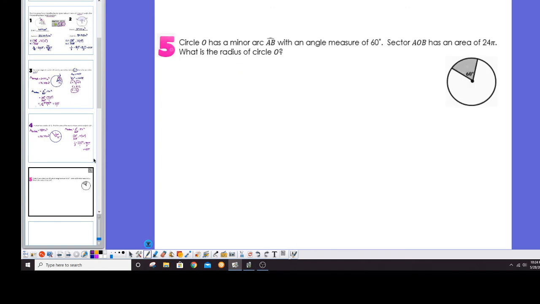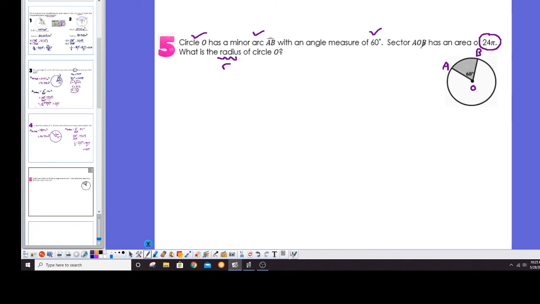We're almost there. All right, circle O. This is circle O. I'm going to call it circle O, name it by its center. Has a minor arc. Ooh, remember minor arc, AB. So I'm just filling in this information. Circle O has a minor arc AB with an angle measure of 60. That's already shown on the circle. Sector AOB, this portion that's shaded, has an area of 24 pi. So just that sector has an area of 24 pi. What is the radius? So we're looking for R.